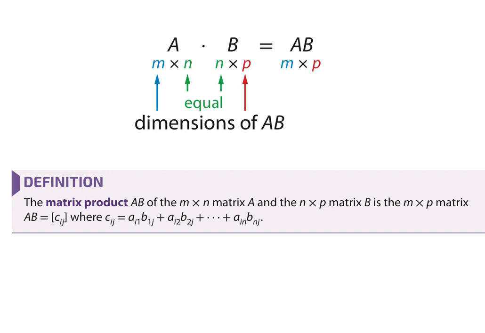And then if you do it wrong, your answer may come out wrong. So then you can double check it. They tell you all these words for matrix product AB of the M by N matrix and N by P matrix. That's just too many words.